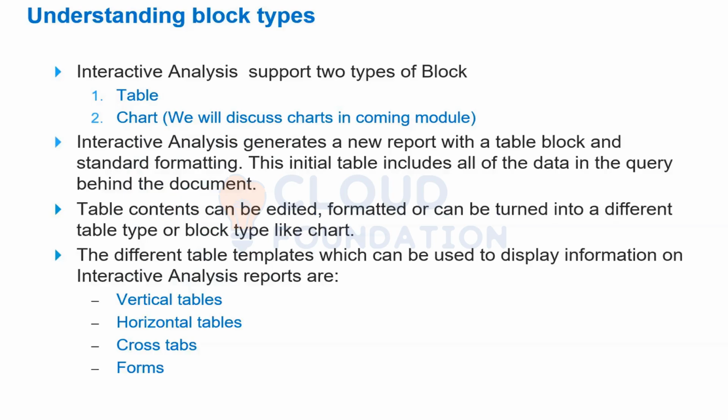Whenever we create some report, whenever we pull some objects in the query panel, by default, it will show us in the form of table. Those table contents can be edited, formatted, or can be turned into a different table type or block type like chart. The different table templates which can be used to display information on web intelligence are: we have vertical tables, we have horizontal tables, we have crosstabs, and we also have forms.